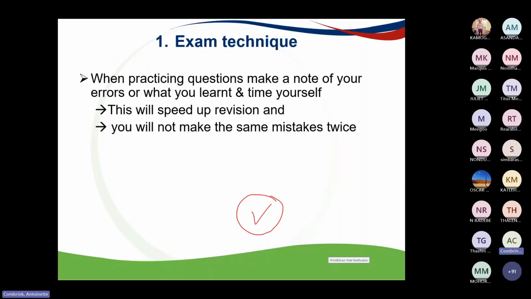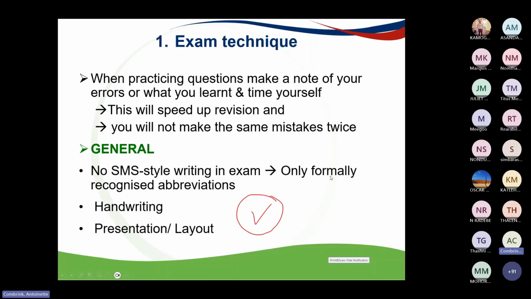Further, when you're doing practice questions like we're going to do this evening, make sure that you remember where you have gone wrong, so make notes of your mistakes. After a test, mark your attempt, because next time you don't want to make the same mistake again. That will help you when you're doing revision for the exam, for example, and will make you go much quicker. In general, remember, we've always got some communication marks available. Don't write in SMS style, only use recognized abbreviations, write neatly, and have a nice layout, because there will always be a mark available for that.